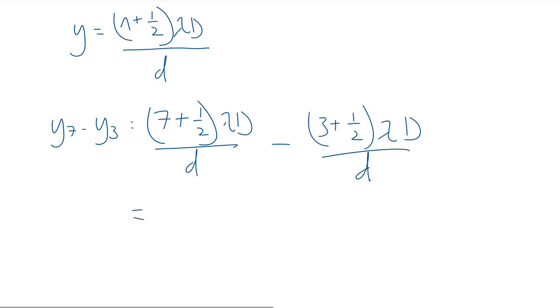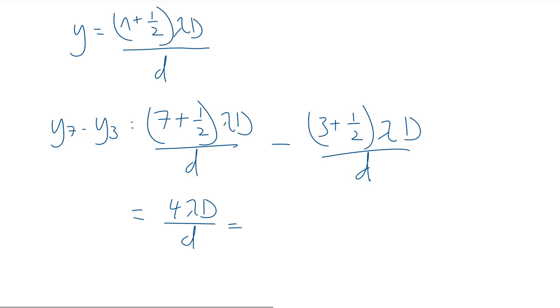Of course, the halves in both cases will cancel. We will have a half lambda capital D over small d minus a half lambda capital D over small d. They will cancel, and we will have a 7 minus 3, which is 4. So therefore, we simply get 4 multiplied by lambda multiplied by capital D over small d.